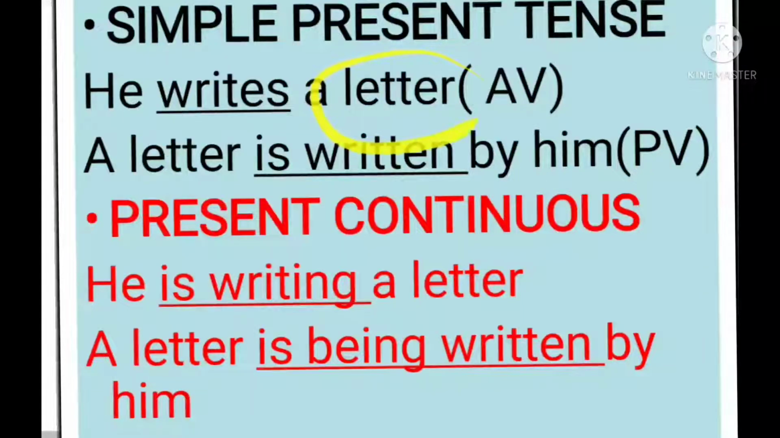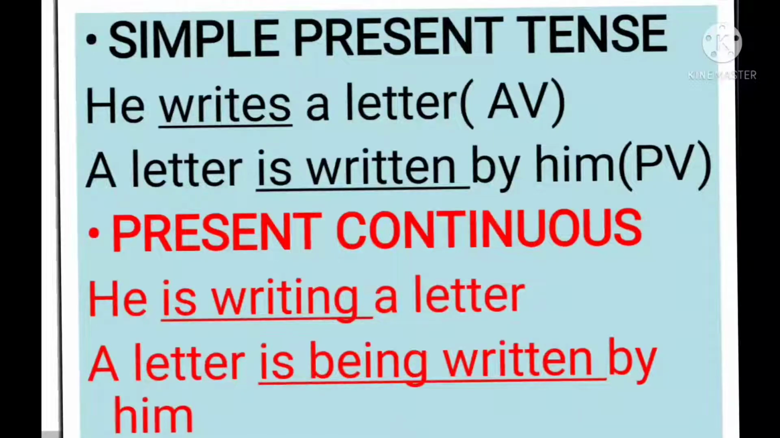So this letter comes into the subject. So he writes a letter becomes a letter is written. See the tense, writes, it will be present tense, is written. By and by whom, he will become him. Okay. Then you have present continuous. He is writing a letter will come this side, a letter is being written by him.